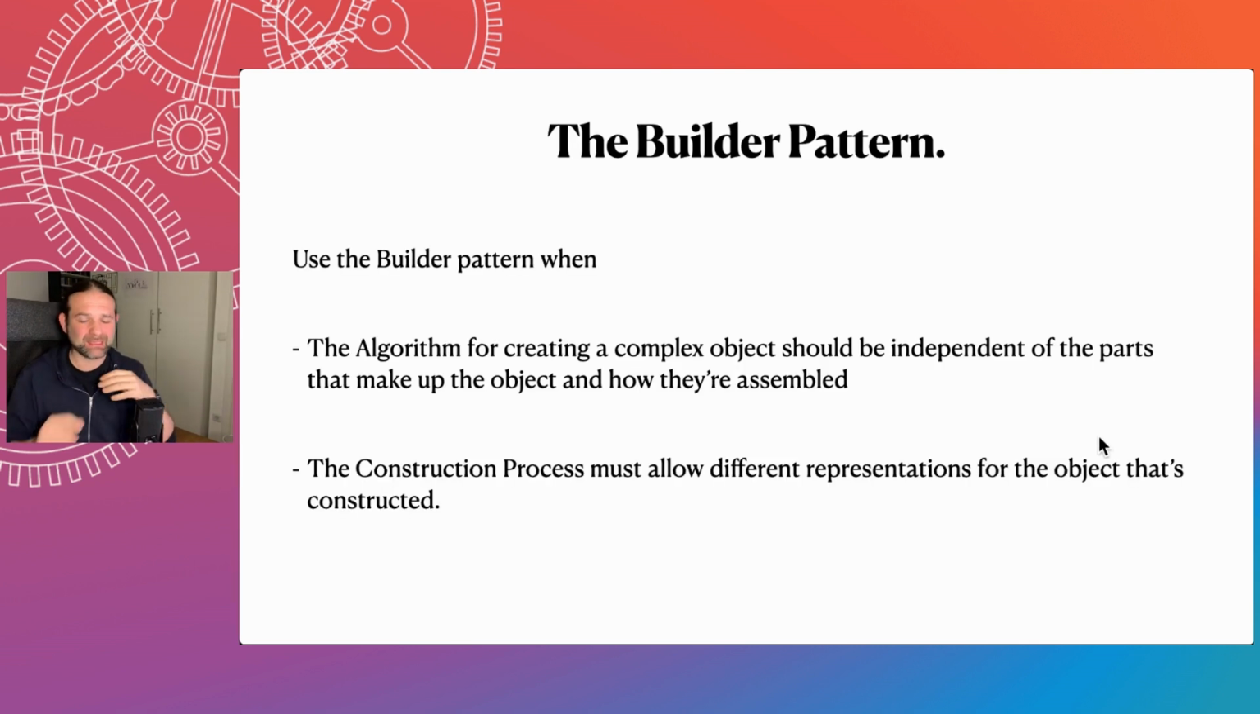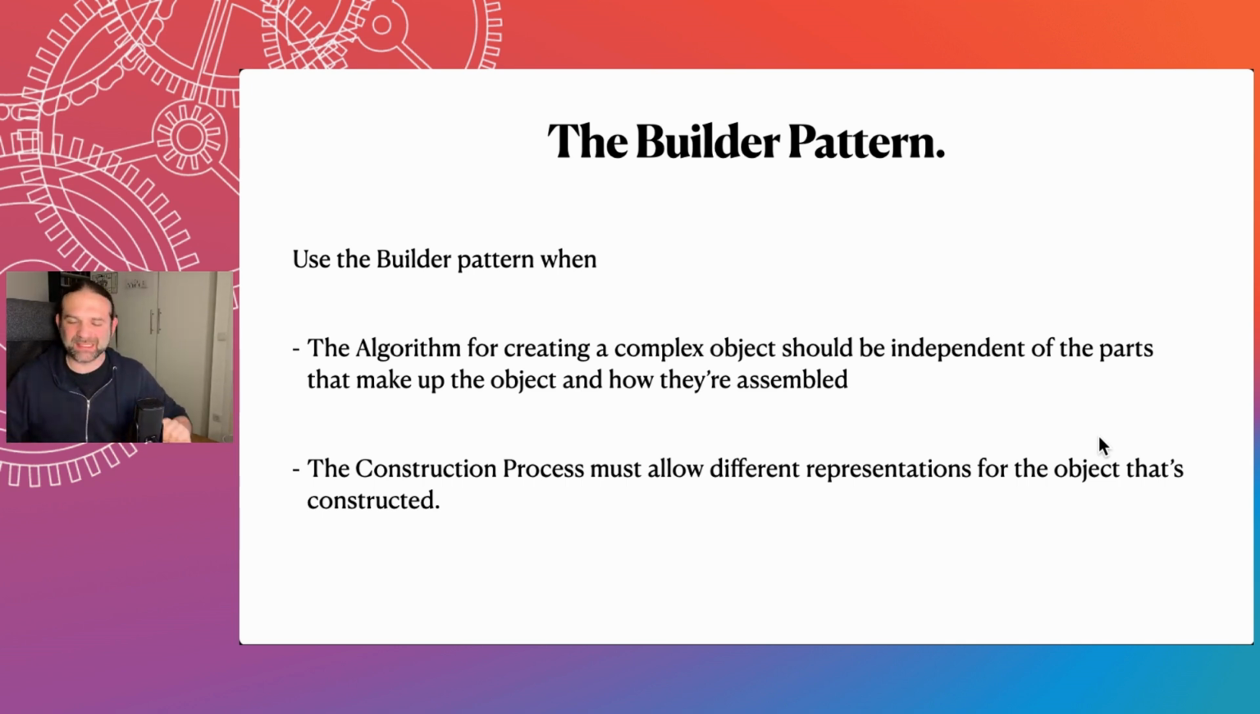And the builder pattern is for object creation. It's a creational pattern, and it says that you should use it when the algorithm for creating a complex object should be independent of the parts that make up the object and how they are assembled. And we are going to see a couple of examples for that. And also the construction process must allow different representations for the object that's constructed. Well, this is a little bit about polymorphism, and we are not going to touch that. We are only talking about the creation part, about the assembling part.